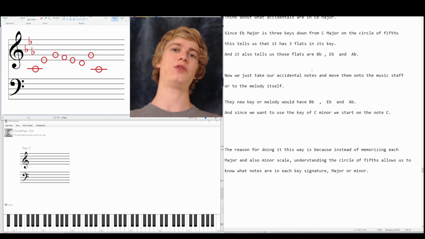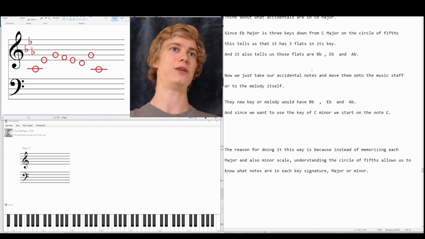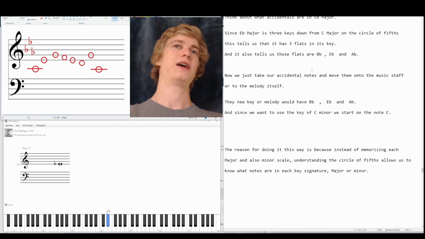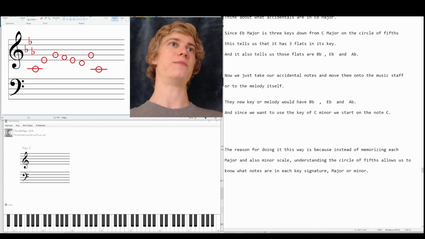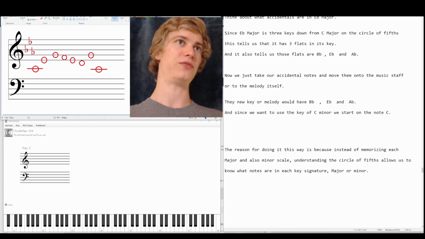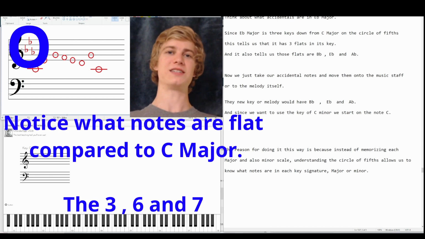Okay, so now we know the relative major to that minor scale we're using. Remember, we wanted C minor, and now we're using the relative major, which is E flat major. And now we know that E flat major consists of the notes B flat, E flat, and A flat. So as you can see here, I took my melody and put it in C, and then I put these flats here on the side, which are B flat, E flat, and A flat, which is communicating to us that this would fit perfectly in C minor.